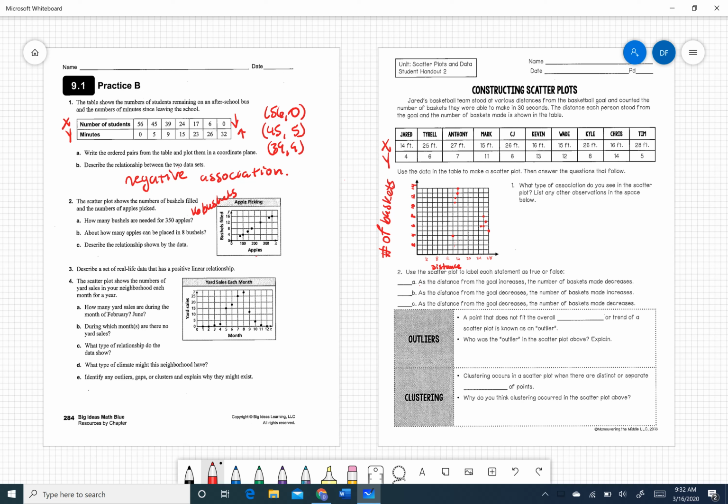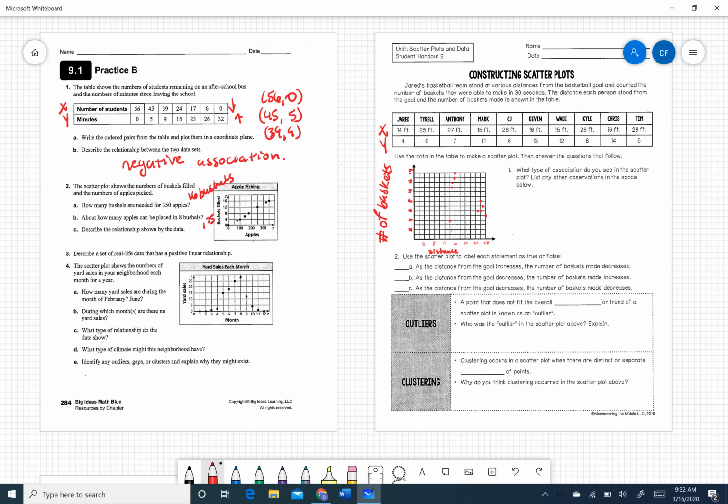Okay. So about how many apples can be placed in 8 bushels? So this time I'm going to do the opposite, right? So I'm looking at where 8 bushels is at. So I have 8 here, and I'm just going to go across to see how many apples can fit. And so we said we have about 150 here. We have 200 here. So that's about the middle. So I would probably estimate that about 175 apples. Okay. That's probably what I would say. 175 apples for that.